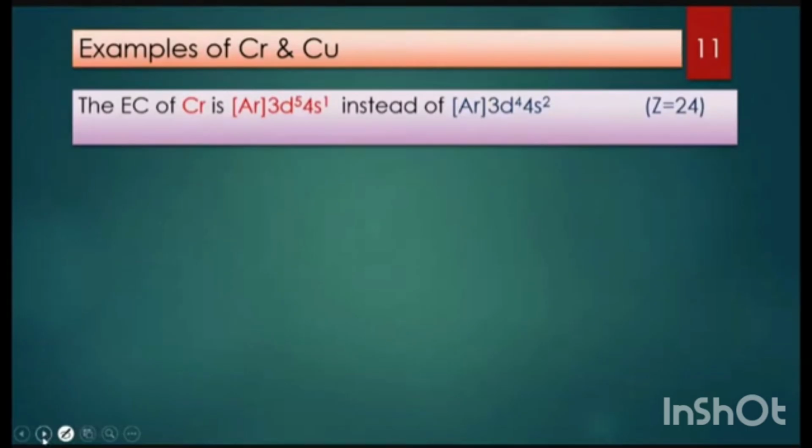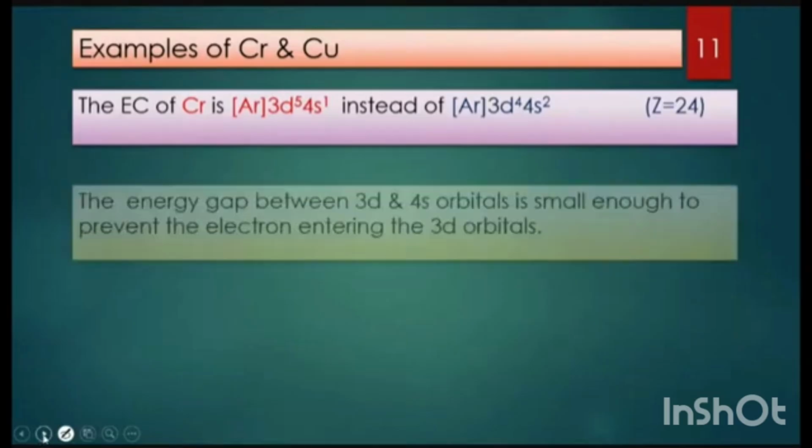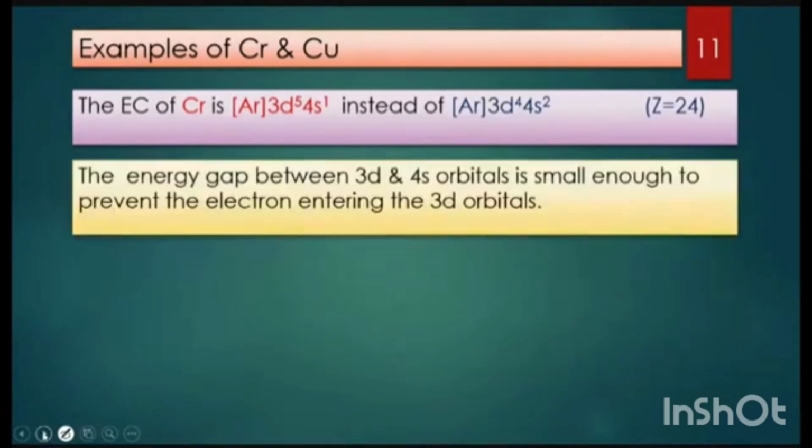So here, what happens now, you shall see, the energy gap between 3d and 4s orbital is small enough to prevent the electron entering the 3d orbital. So that means an electron will be shifted from 4s orbital to the 3d orbital. Thereby the electronic configuration of chromium becomes argon core 3d5 4s1 and not argon core 3d4 4s2.